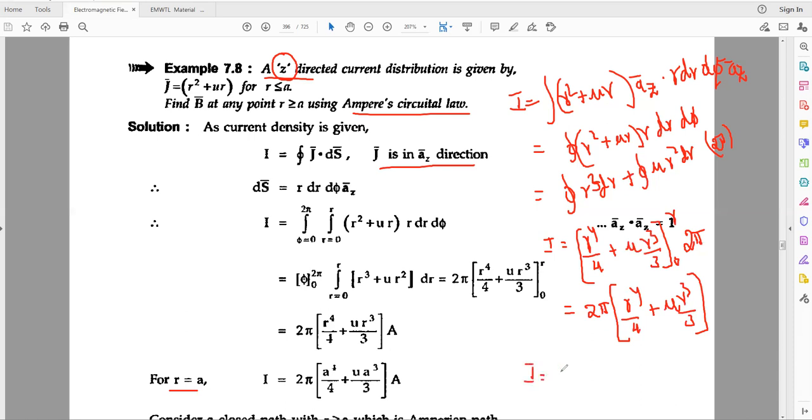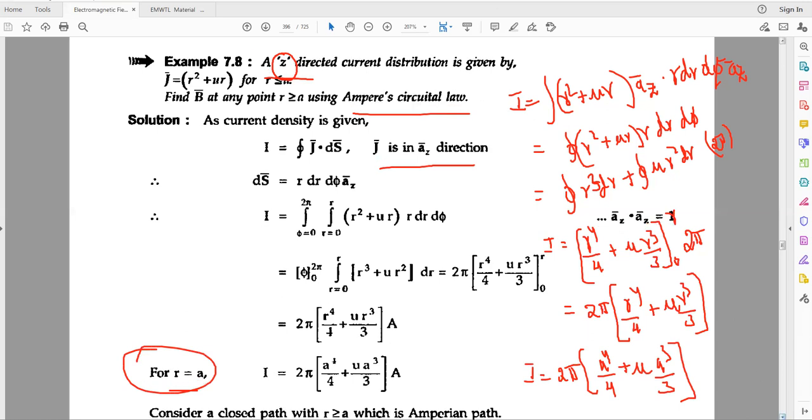The I becomes 2 pi into A power 4 by 4 plus mu into A cube by 3, when I consider R is equal to A. Got it, my students?